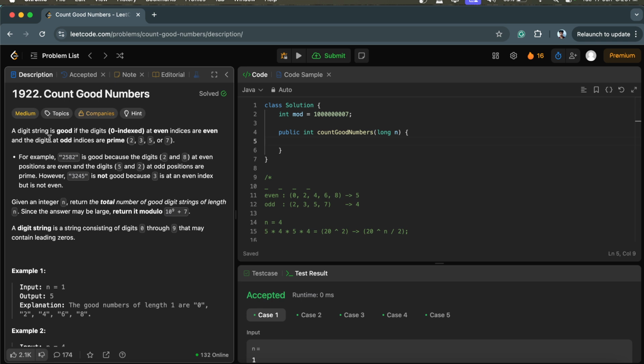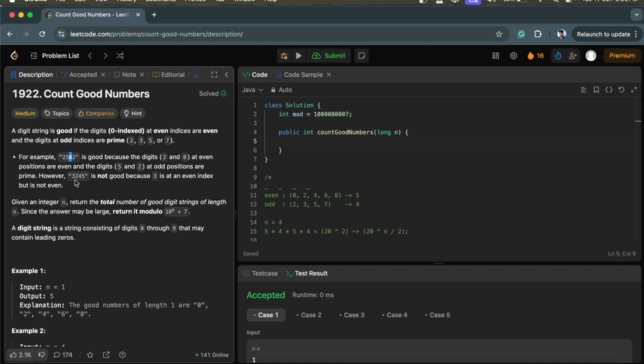A digit string is good if digits at even indices, zero-indexed, are even and digits at odd indices are prime numbers, such as 2, 3, 5 or 7. For example, 2582 is good because the digits 2 and 8 are at even positions. These start with the 0 index, so the 0th index is even, and the second index is also even, having value 8. The digits at even positions are even, and the digits 5 and 2 are both at odd positions, and they are prime numbers.